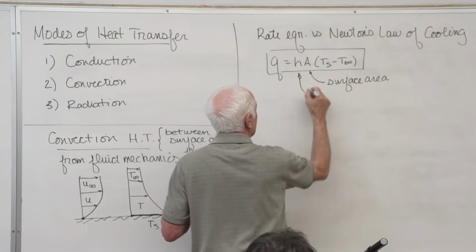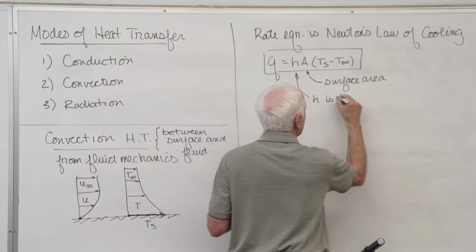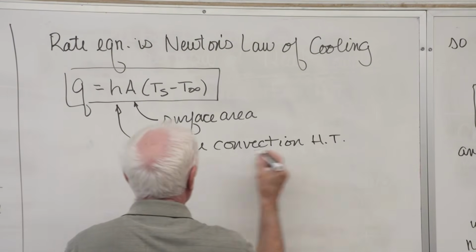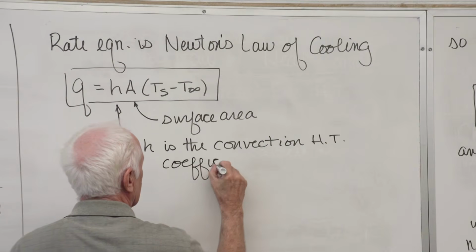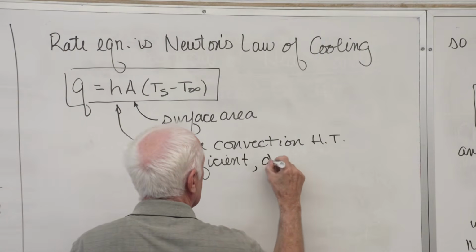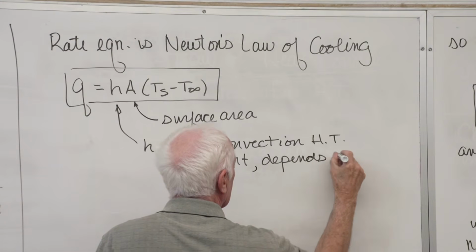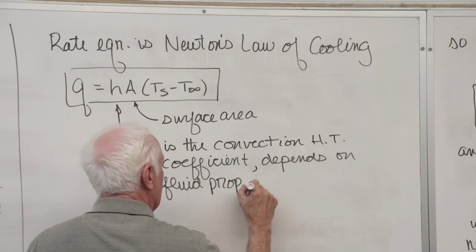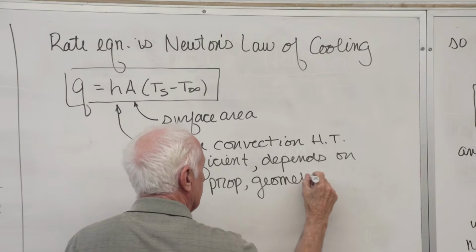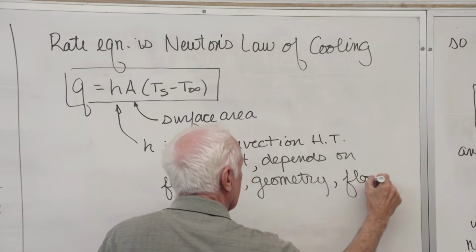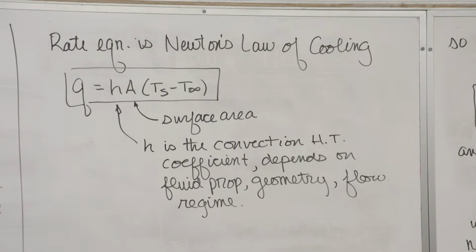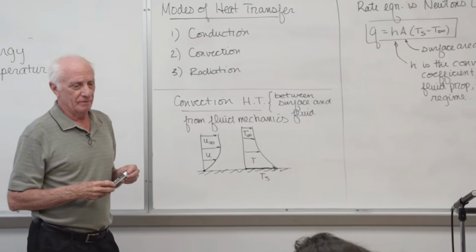Now h. h is the convection heat transfer coefficient. Depends on fluid properties. It depends on geometry. Depends on flow regime. And possibly others. First question is, what's the fluid? What's its temperature and pressure? From that you find the properties.